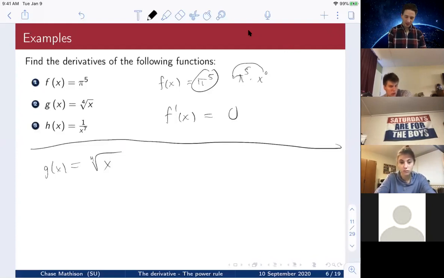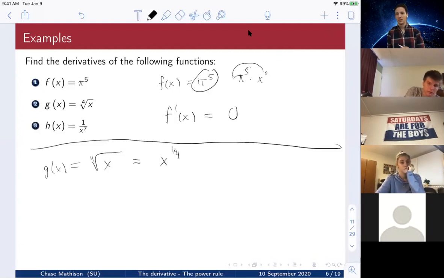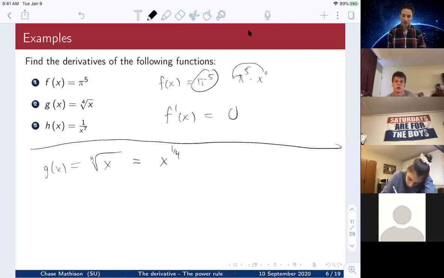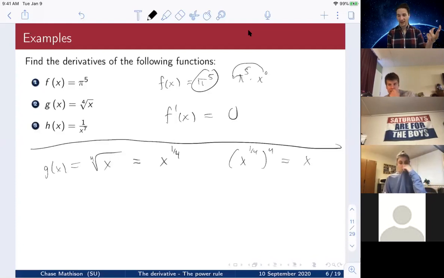Yeah, exactly. x to the 1/4. Someone in the chat said x to the 1/4, right? So g of x is the 4th root of x, but another way we write that is x to the 1/4. And the reason why is, the whole thing behind this is if I raise it to the 4, then I should get back x. The way we simplify exponents, this gives me x to the 1/4 times 4, x to the 1. So it's exactly what we expect.